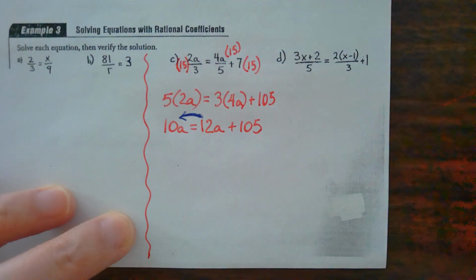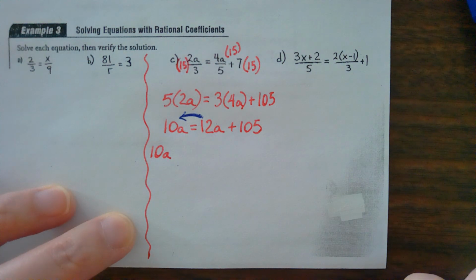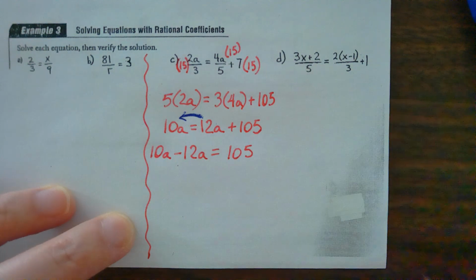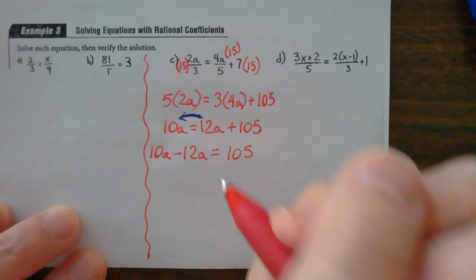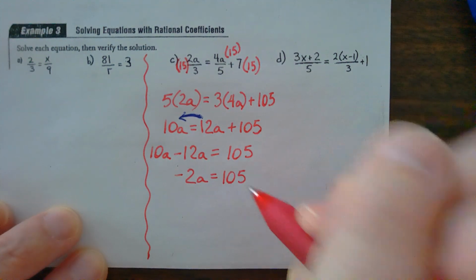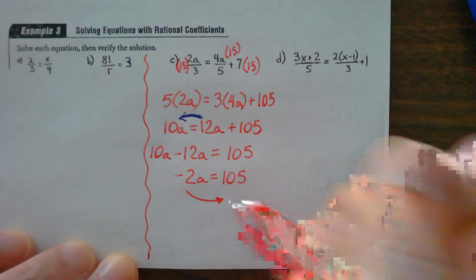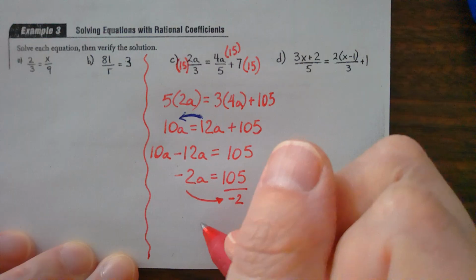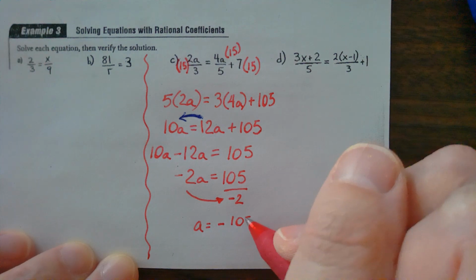So Nicholas, 12a, when I move it over to the other side, what does it become? Yeah, negative 12a. Good. And then 10a minus 12a is negative 2a, good. And then lastly, Jeffrey, what do I do with this negative 2? Yeah, divide. Yep. And then so a equals negative 105 over 2.